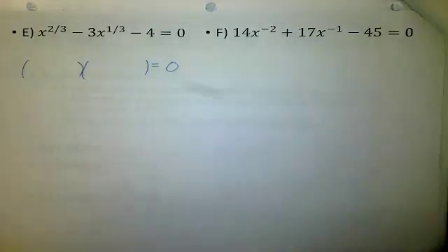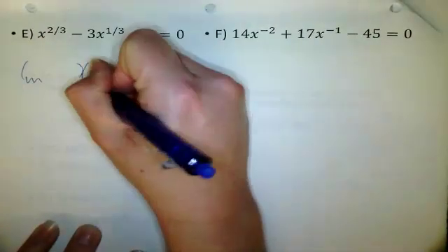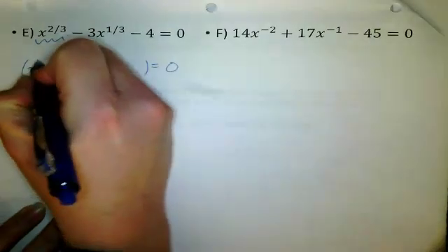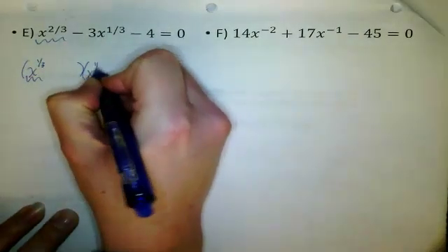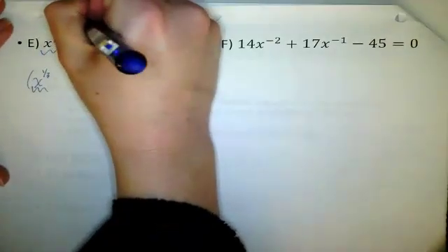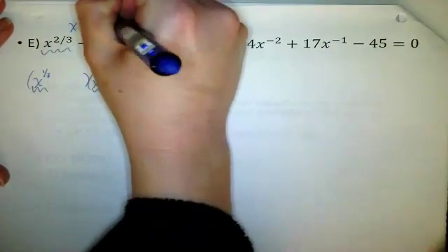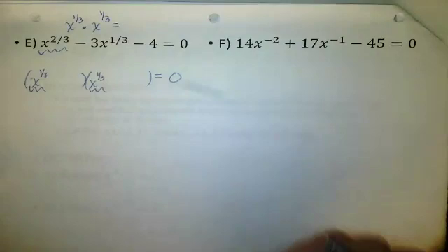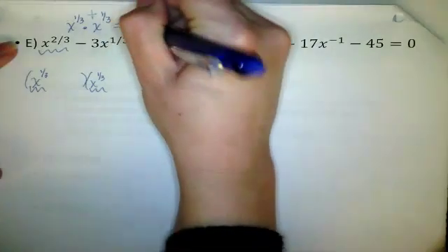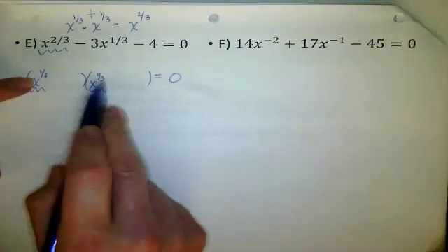Again, we're going to ask ourselves, first times first has to be the first thing. What times what is x to the 2/3? X to the 1/3 times x to the 1/3. Why? Because x to the 1/3 times x to the 1/3 has the same base. So what do we do to the exponents? You add them, and that's where we get x to the 2/3 from.